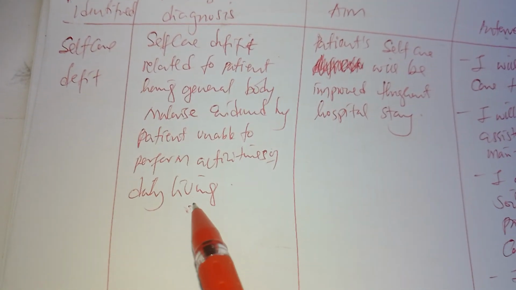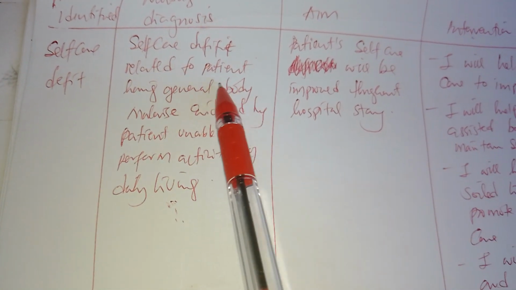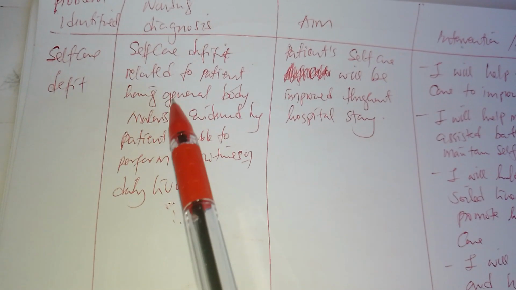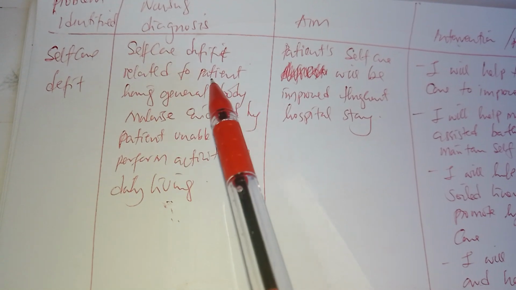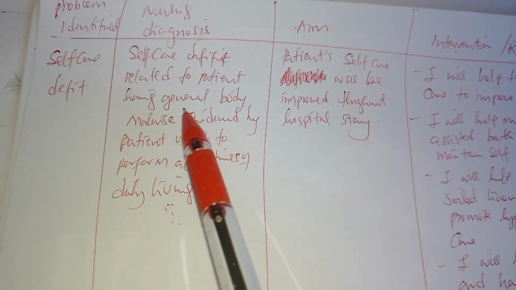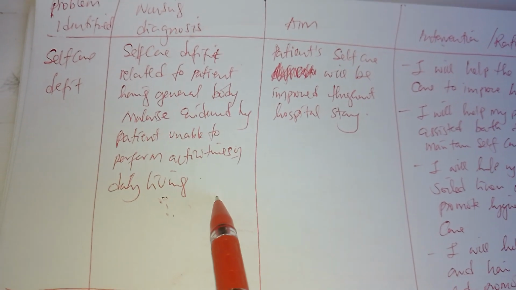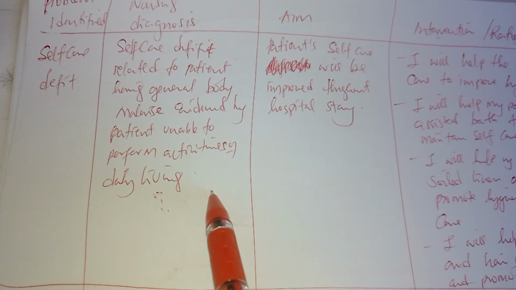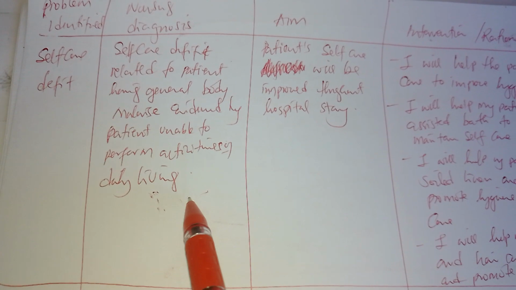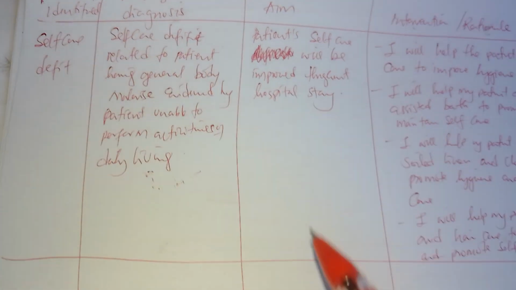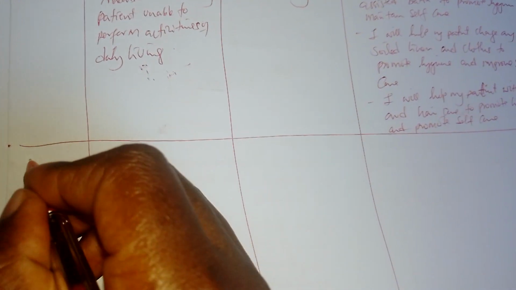But then also the related to, it won't be due to body malaise if the patient is in coma. You just say self-care deficit related to patient being in coma, evidenced by patient looking unkept. Okay, I hope that is clear on the differences in relation to someone who is in coma and someone who is not in coma. Okay, then anxiety.